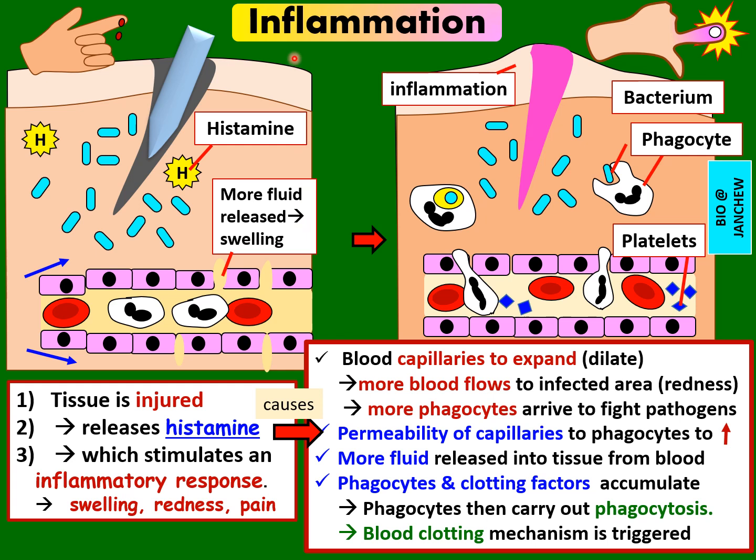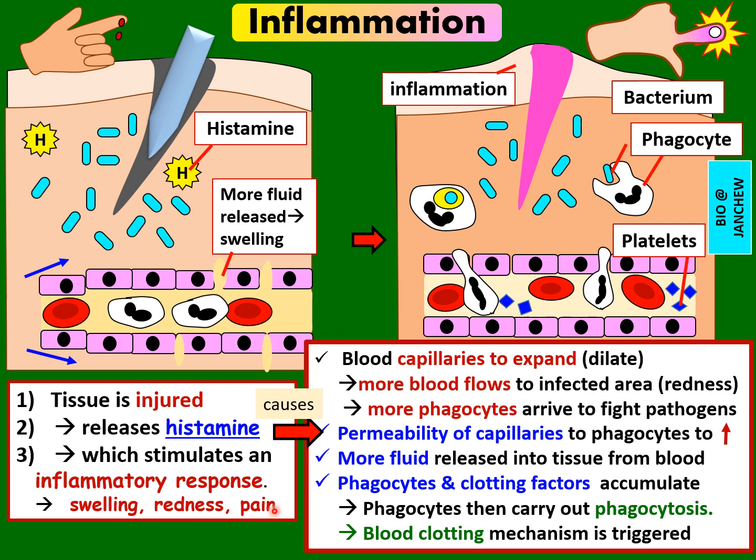Now, just imagine if somebody has a cut, all right, on the finger or on the hand. So the tissue is injured, and that will trigger inflammation. So when the tissue is injured, certain cells will produce a chemical substance called histamine. Okay, remember this word, histamine. Now, histamine is the chemical that stimulates the inflammatory response, where there will be swelling, redness, and pain.